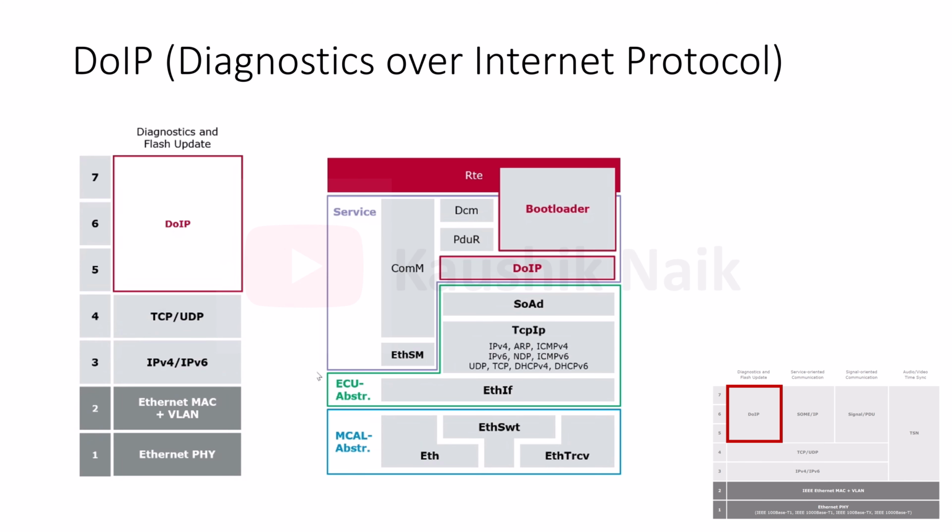The second application is diagnostic over IP, or DoIP. As the name says, the protocol is over the Internet Protocol. This basically lies between layers 5 and 7 of the OSI layer. When it comes to classic AUTOSAR modules, we have the DoIP module, which is below PDUR and above the SOAD layer. This module is also available for the bootloader.